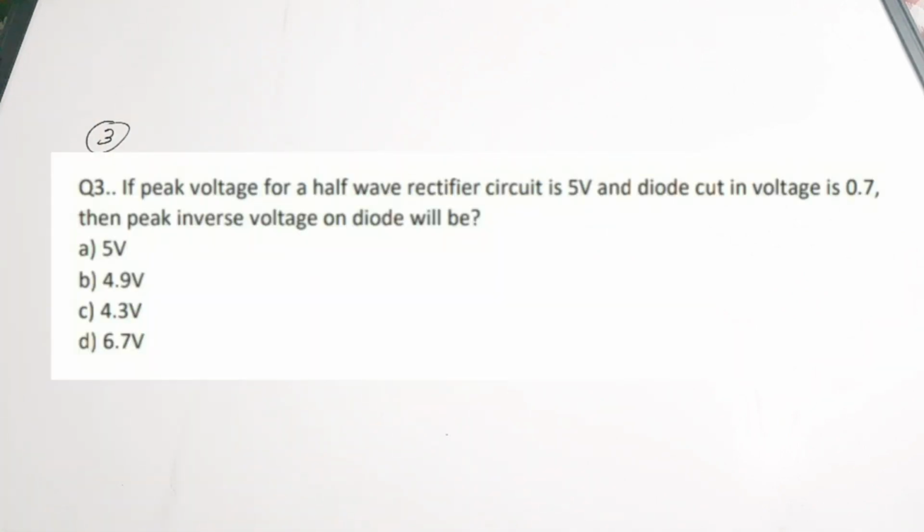Third question is, if peak voltage of a half wave rectifier circuit is 5 volt and diode cut-in voltage is 0.7, then peak inverse voltage on diode will be dash. So what is actually a peak inverse voltage, or PIV? PIV is the maximum reverse bias that can appear across a diode in a given circuit. That is how much maximum reverse bias can be applied across a diode. That is called peak inverse voltage.